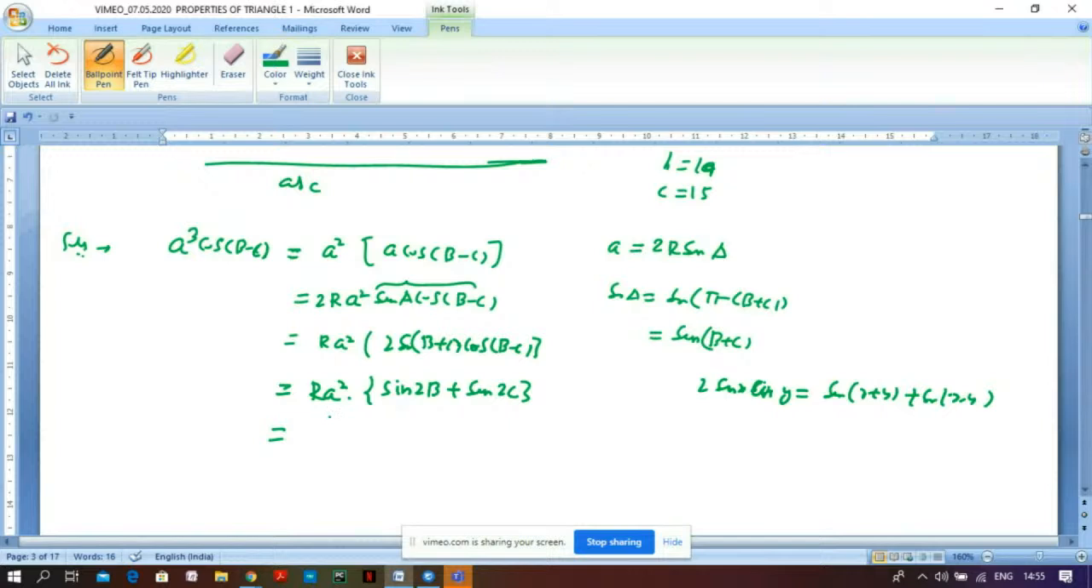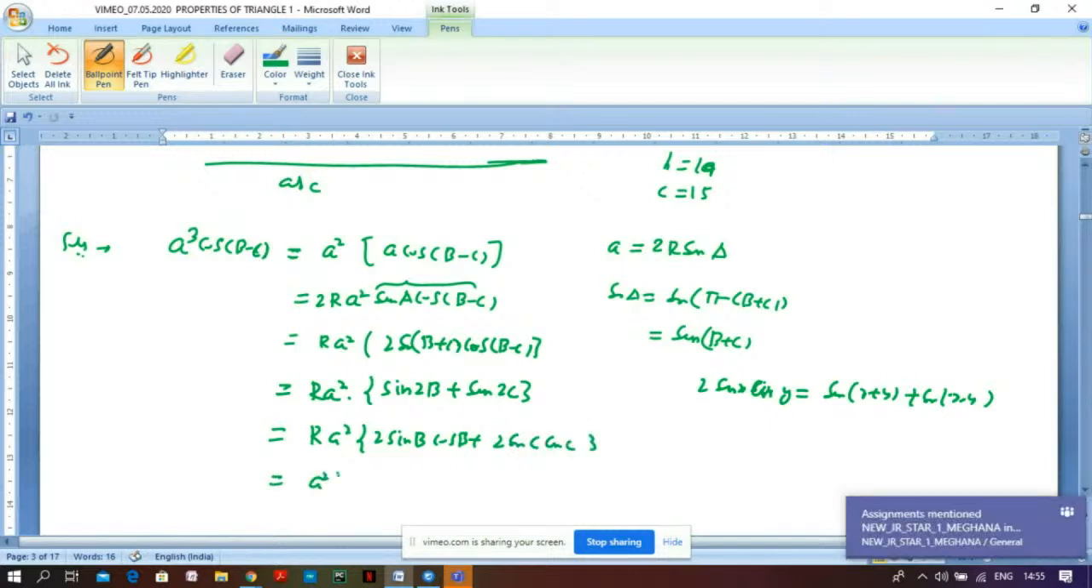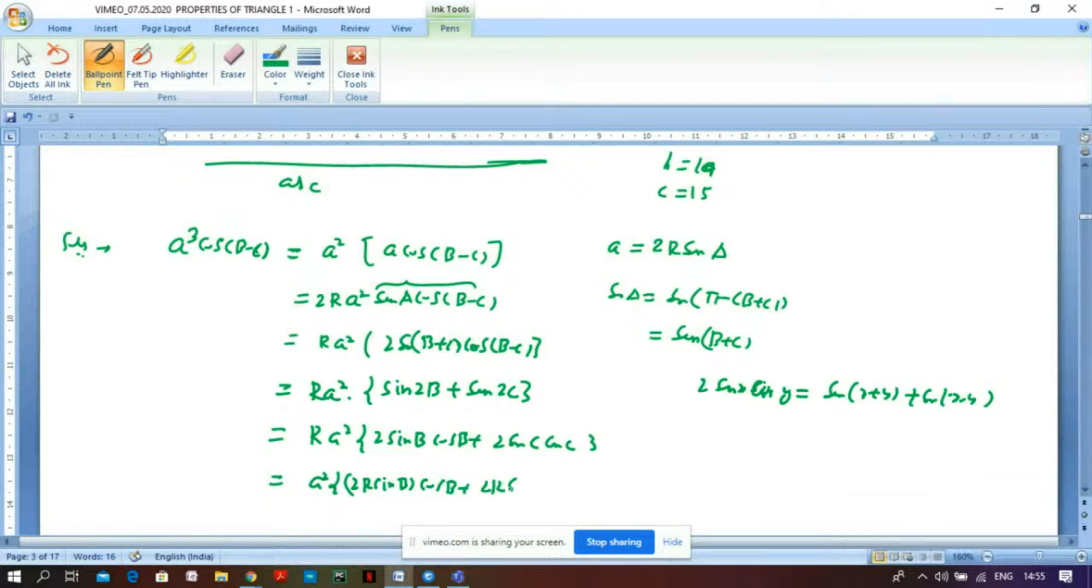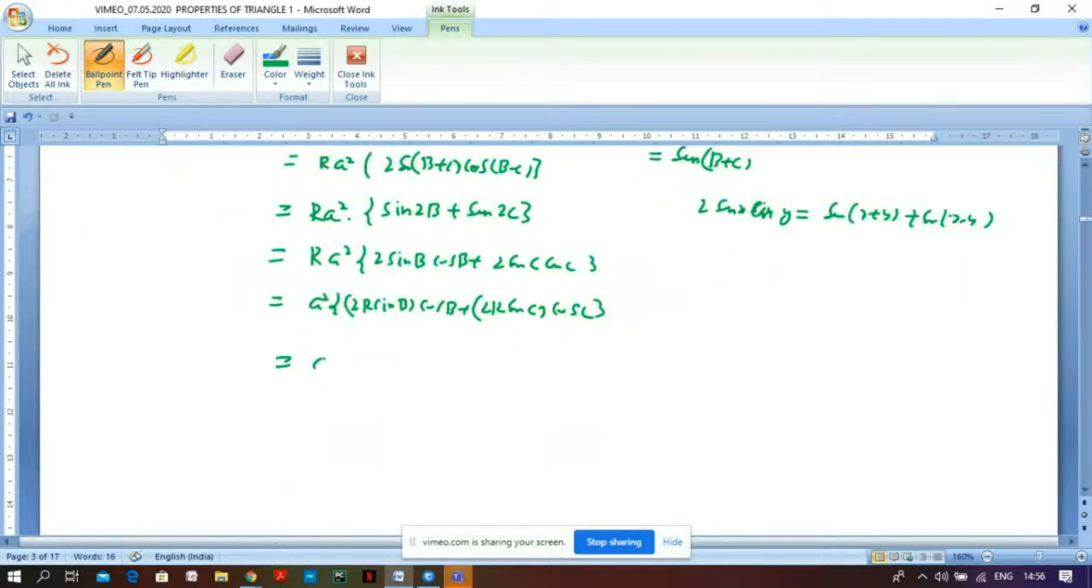So what we'll do is I want to rewrite it. I'll write R a squared and I'll write 2 sine B cos B plus 2 sine C cos C. Now a squared is still this side. I get 2R sine B. So 2R sine B and cos B plus 2R sine C and times cos C. Now that equals a squared times 2R sine B. We started the thing with 2R sine A. So 2R sine B is still b. So it's a squared and b cos B plus c cos C.